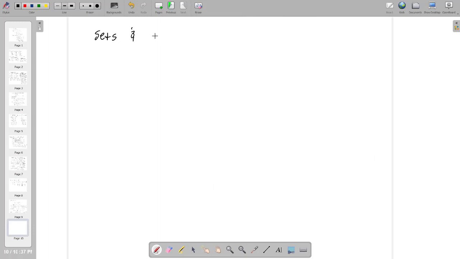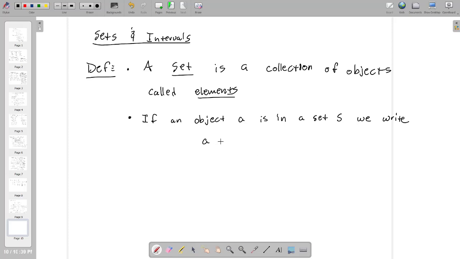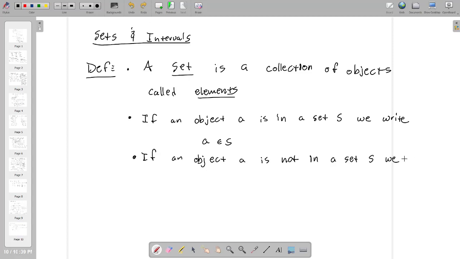Okay, so now we're going to talk about sets and intervals. We've already discussed a few sets, namely the real number set, the natural numbers, the integers, the rationals and irrationals. But let's get into what a set actually is. Definition. A set is a collection of objects called elements. If an object is in a set S, we write A is in S. If an object is not in a set S, we write A is not in S.